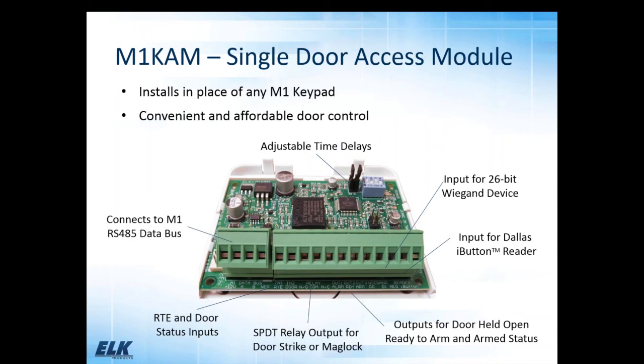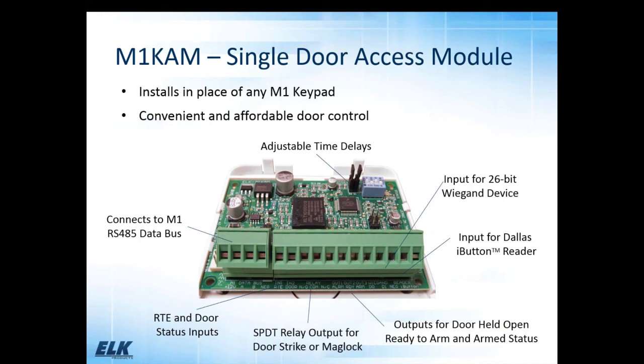Okay, and so this is the access module that I was talking about that you can use instead of a keypad for connecting your reader. It handles a single door, so you can see it's got a relay output on board for your door strike or your mag lock. It can accept either a 26-bit Wiegand device, or this particular access module can also accept a Dallas I-button reader. You don't have that I-button option with the keypads, but you do have it with this device. If you happen to want to use I-button, this is an option for you.